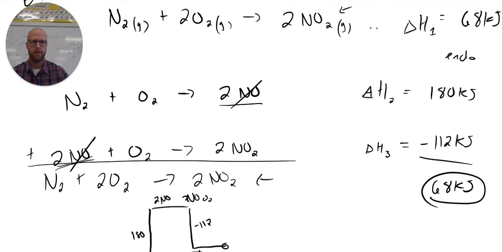Well, what do we find or say the reaction delta H for this overall reaction was? Well, it's 68 kilojoules. So whether you look at the reaction as a single-step reaction or a multi-step reaction, we still get the same change in enthalpy.